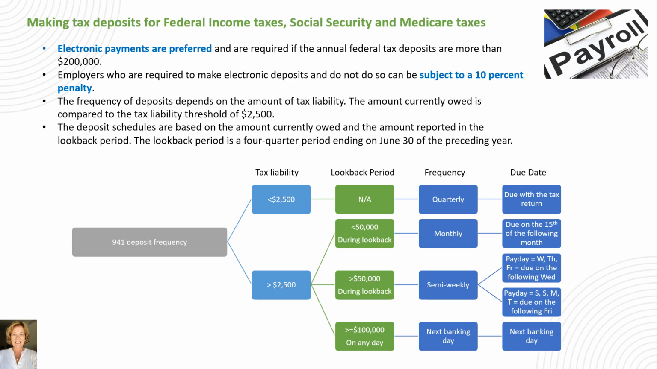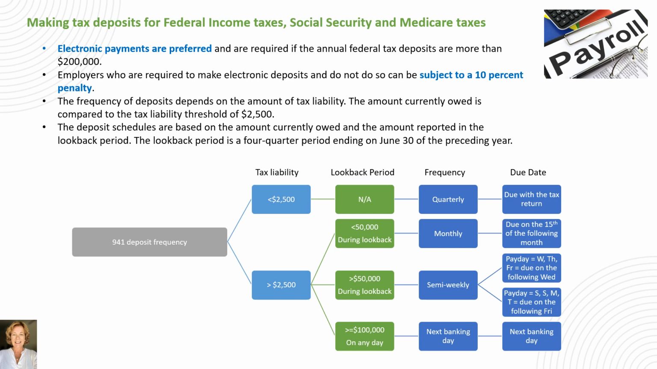Very important, the frequency of deposits depends on the amount of the tax liability, not the payroll date frequency. So just because you have a semi-weekly payroll doesn't mean that the employer's tax deposits are due semi-weekly. The basis for determining the deposit frequency are the amount owed and the amount reported in the look-back period. What's the look-back period? The look-back period is a 4-quarter period ending on June 30th of the preceding year.